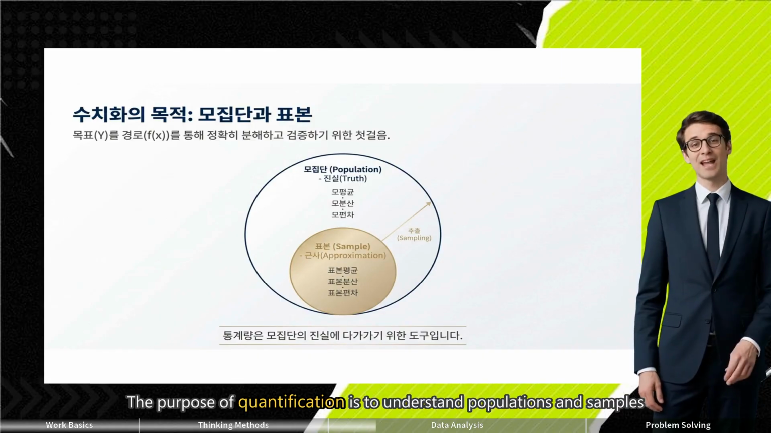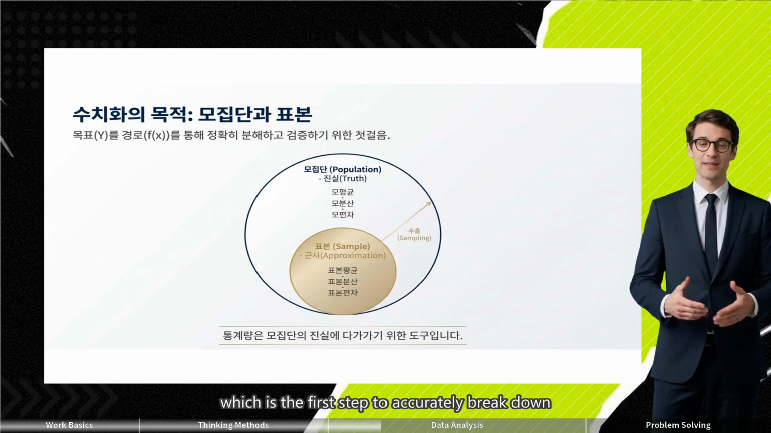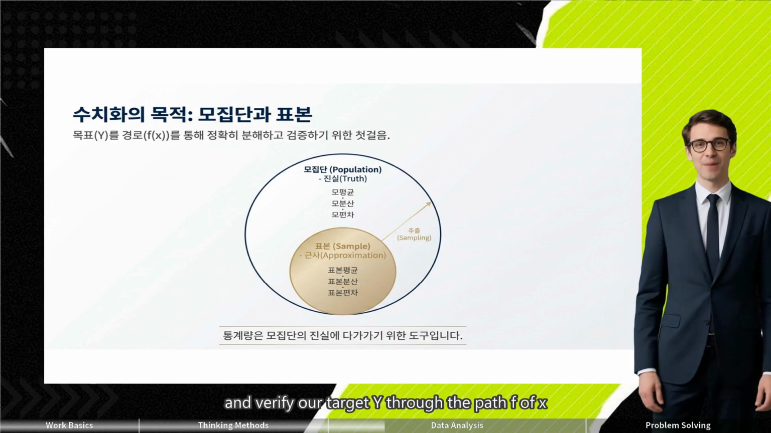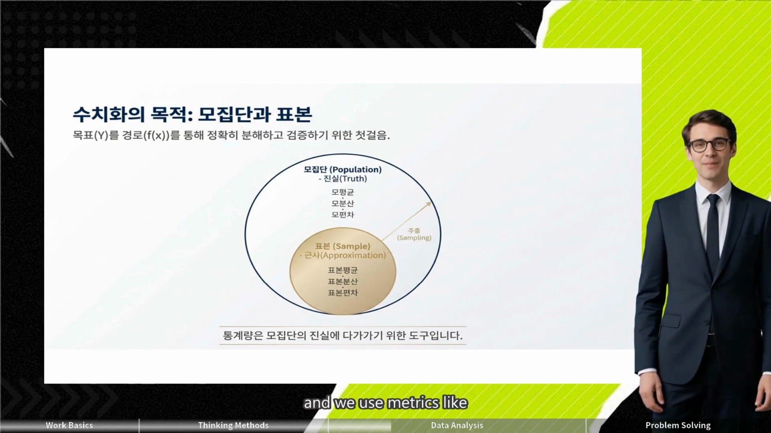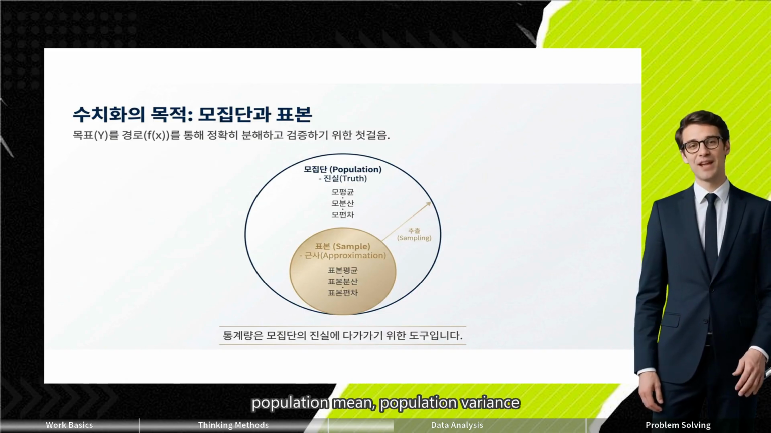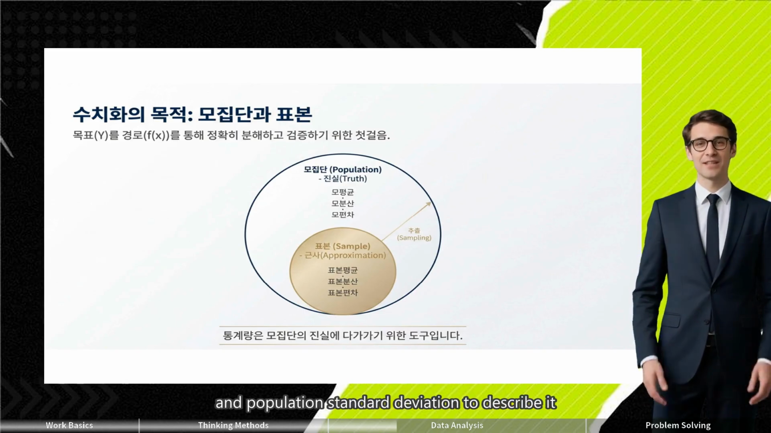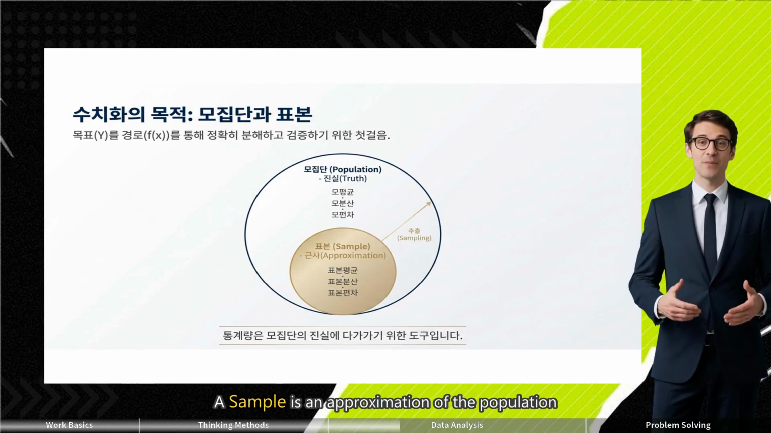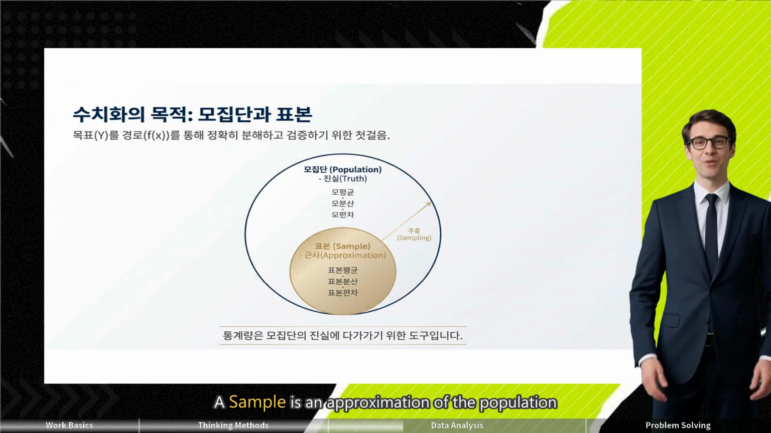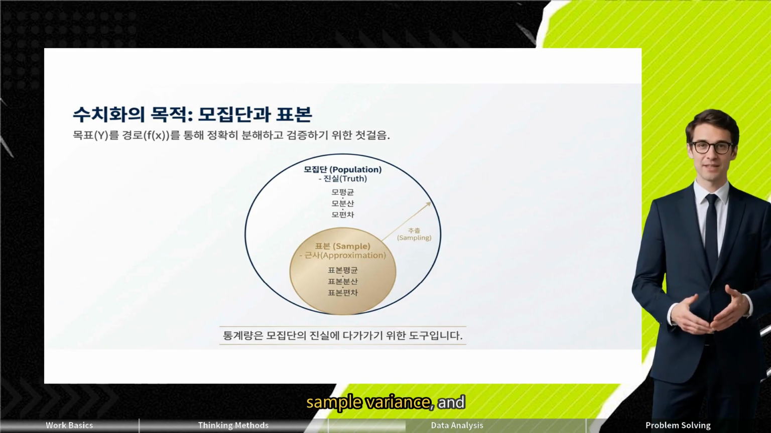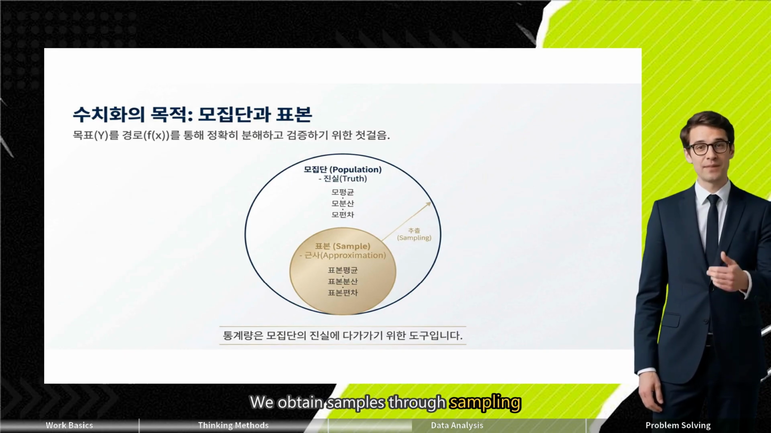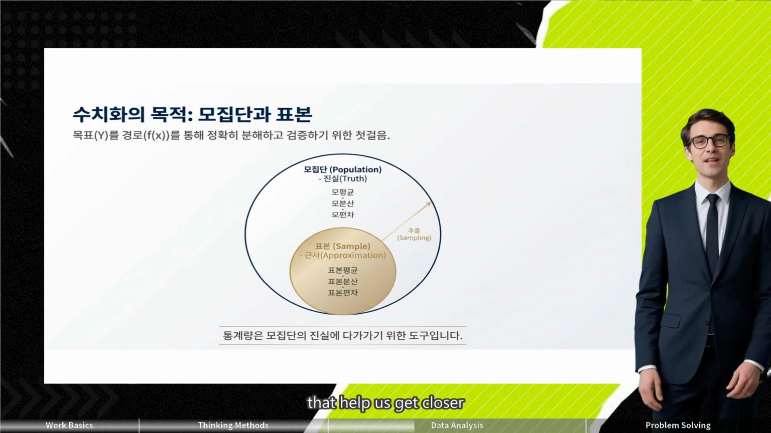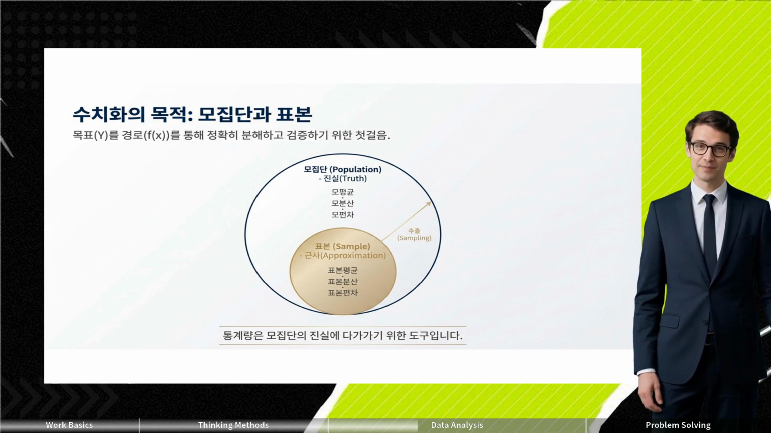The purpose of quantification is to understand populations and samples, which is the first step to accurately break down and verify our target y through the path f of x. A population represents the absolute truth, and we use metrics like population mean, population variance, and population standard deviation to describe it. A sample is an approximation of the population, and we use sample mean, sample variance, and sample standard deviation for it. We obtain samples through sampling. Statistical metrics are tools that help us get closer to the truth of the population.